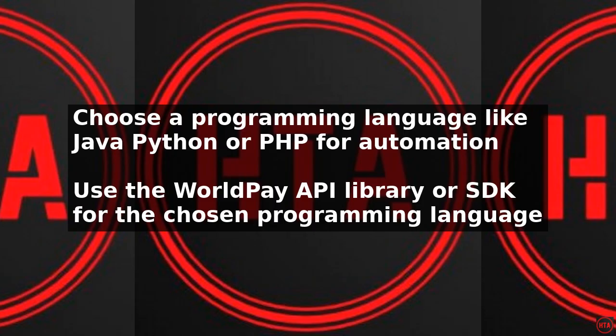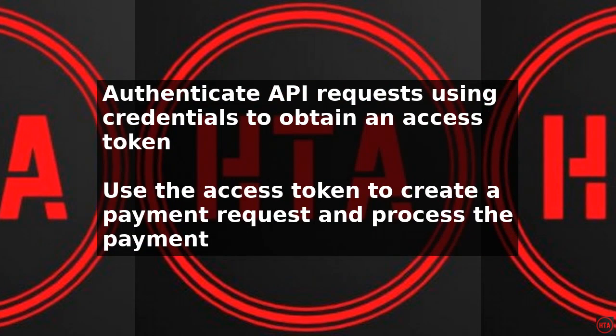First, install the WorldPay API library or SDK for your chosen programming language. Then, use the library or SDK to authenticate your API requests and obtain an access token. Next, use the access token to create a payment request and process the payment. You can use the WorldPay API to process different types of payments, including one-time payments, recurring payments, and refunds.